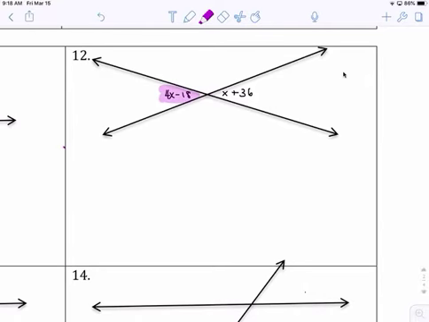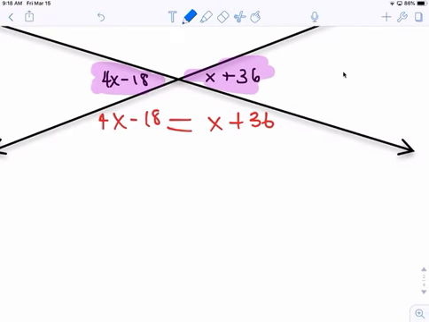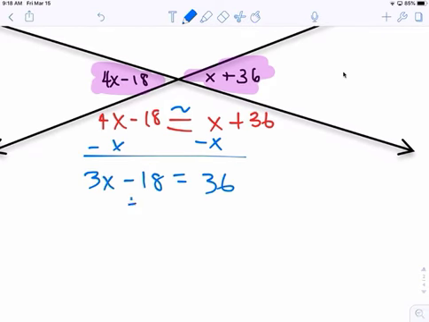These are congruent to each other here and here. Vertical angles are congruent. So you write 4x minus 18 is congruent to x plus 36. And you solve it as if it was an equal sign, as if this congruent sign is not there. So you solve it as an equal sign, even though it means congruent. Minus x, you get 3x minus 18. If you're more comfortable, leave it there. Equals 36.